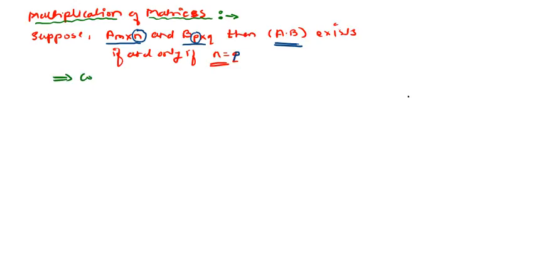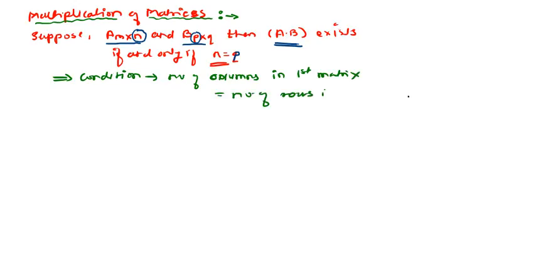So what is the condition for multiplication? It is: the number of columns in the first matrix should be equal to the number of rows in the second matrix, then only we can multiply two matrices.